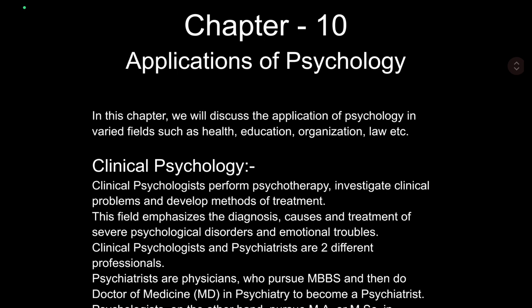So, in brief, this chapter tells us where psychology is actually used in practical life, where psychology is actually applicable, what the various fields are in which a psychologist can go, how many kinds of different psychologists there are, and how many different branches of psychology there are. In this chapter, we will discuss the application of psychology in various fields such as health, education, organization, law, etc.